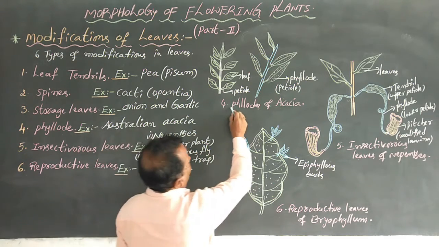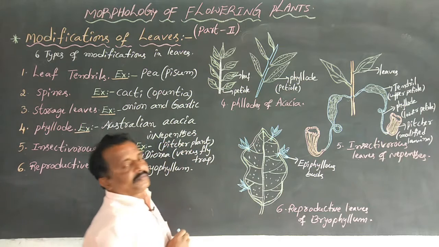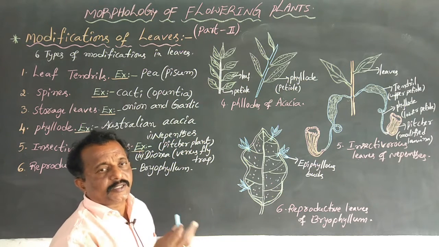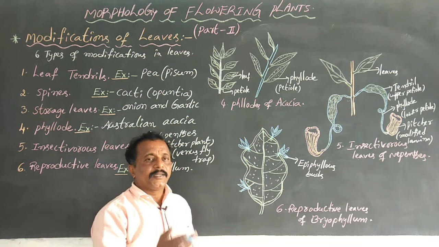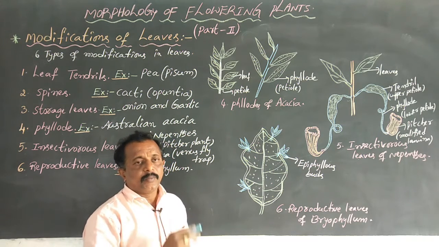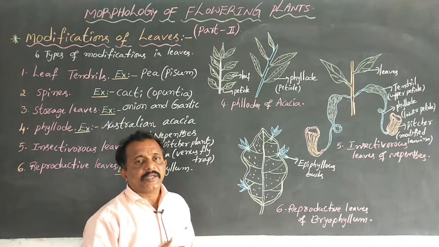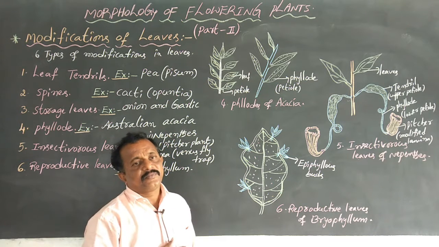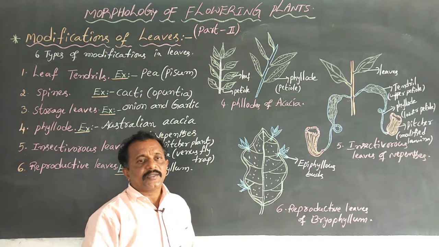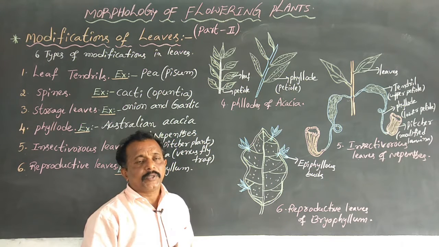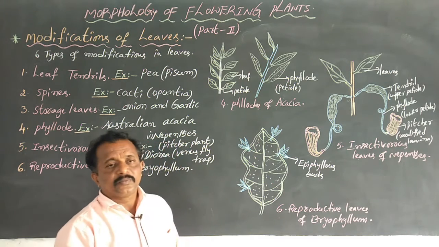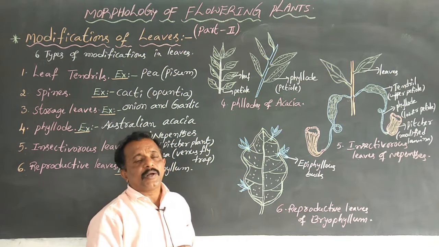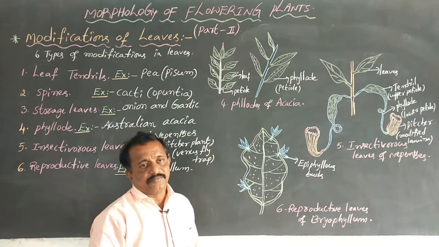Phyllodes are seen in Acacia. Don't confuse phyllocladde and phyllodes. Phyllocladdes are present in aerial stem modification, with examples such as Opuntia, Euphorbia and Casuarina. But phyllodes are one of the leaf modifications, with the example of Australian Acacia.